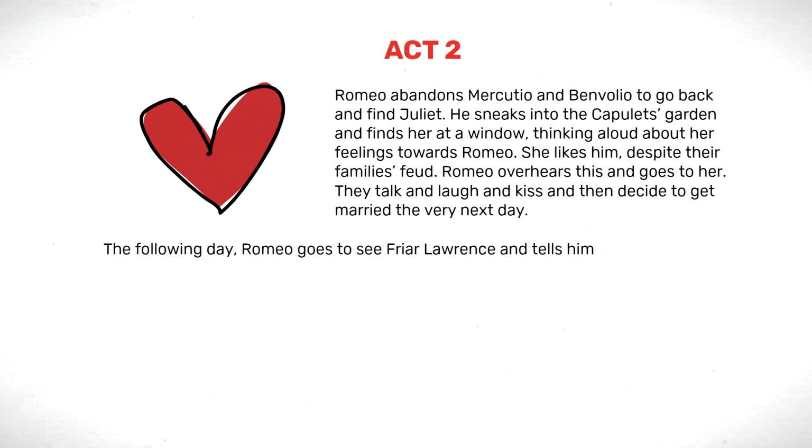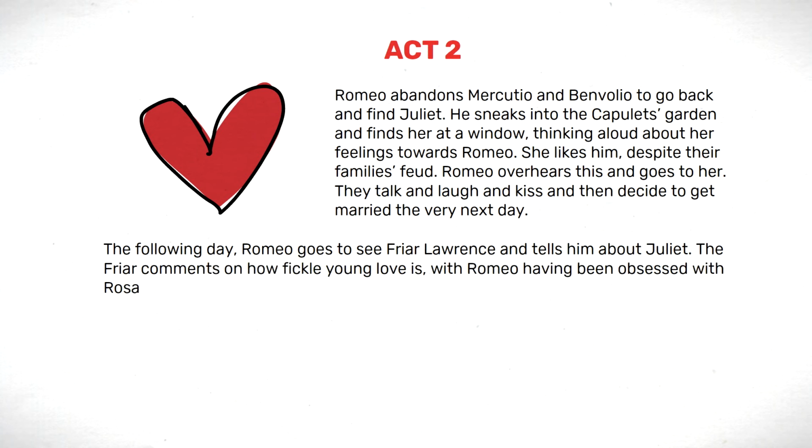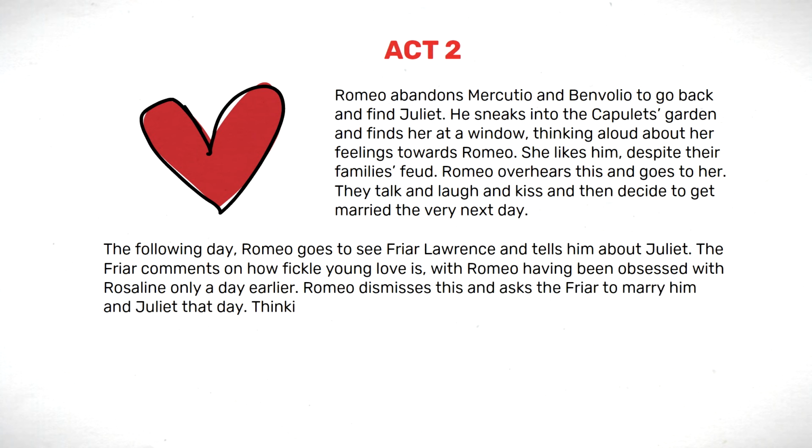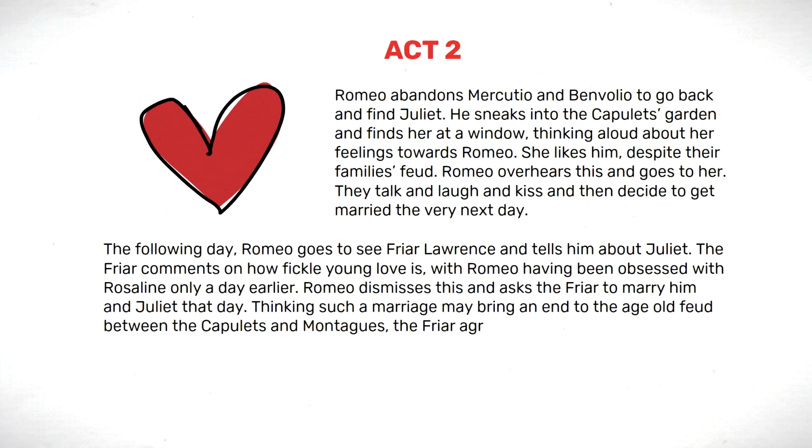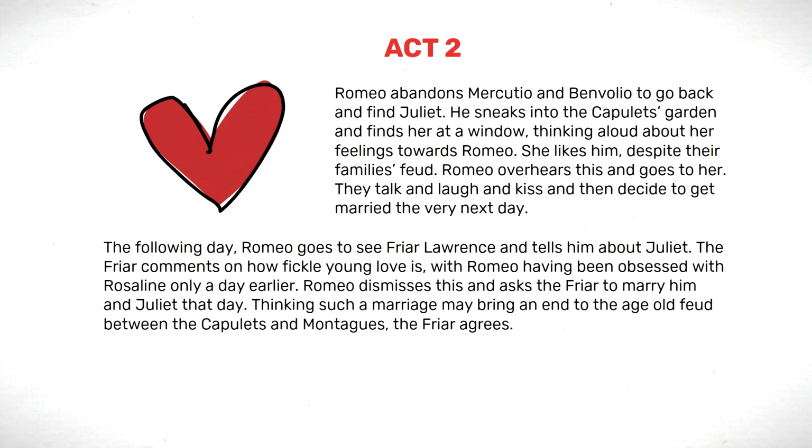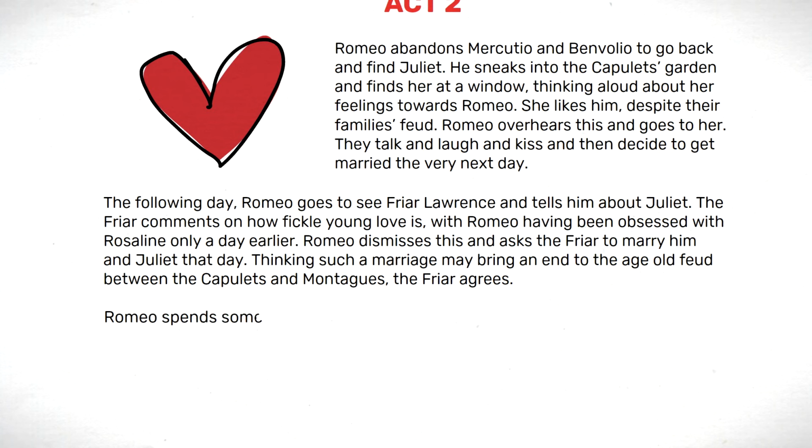The following day, Romeo goes to see Friar Lawrence and tells him about Juliet. The friar comments on how fickle young love is, with Romeo having been obsessed with Rosaline only a day earlier. Romeo dismisses this and asks the friar to marry him and Juliet that day. Thinking such a marriage may bring an end to the age-old feud between the Capulets and Montagues, the friar agrees.